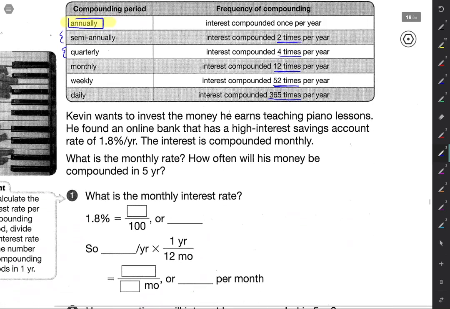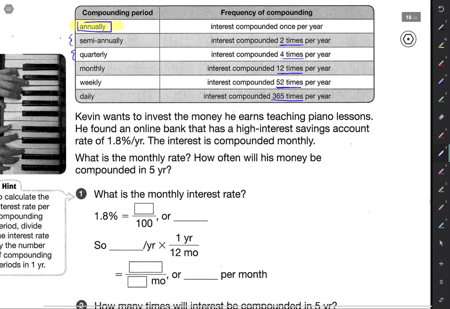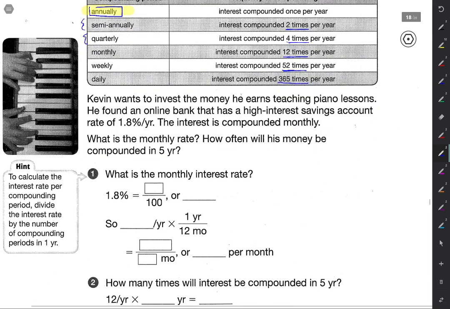So now let's look at this example. Kevin wants to invest the money he earns teaching piano lessons. He found an online bank that has a high interest savings account rate of 1.8% per year. The interest is compounded monthly. So now it's not compounded annually, it's compounded monthly. What is the monthly rate? How often will his money be compounded in 5 years?